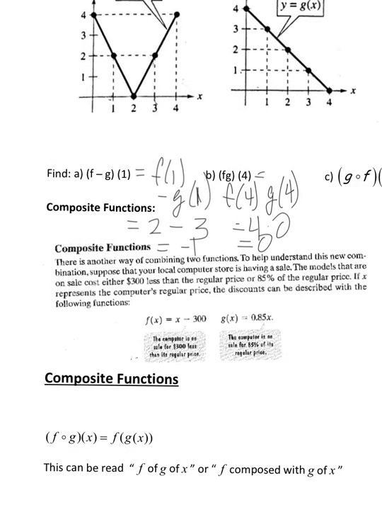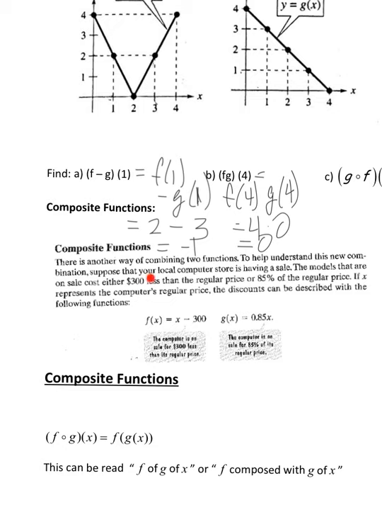So the other way of combining functions is what's called a composite function. To help us understand this, let's talk about this example that I give you in terms of buying a computer. So if we read through all of this, it says there's 2 sales that are given at a computer store.